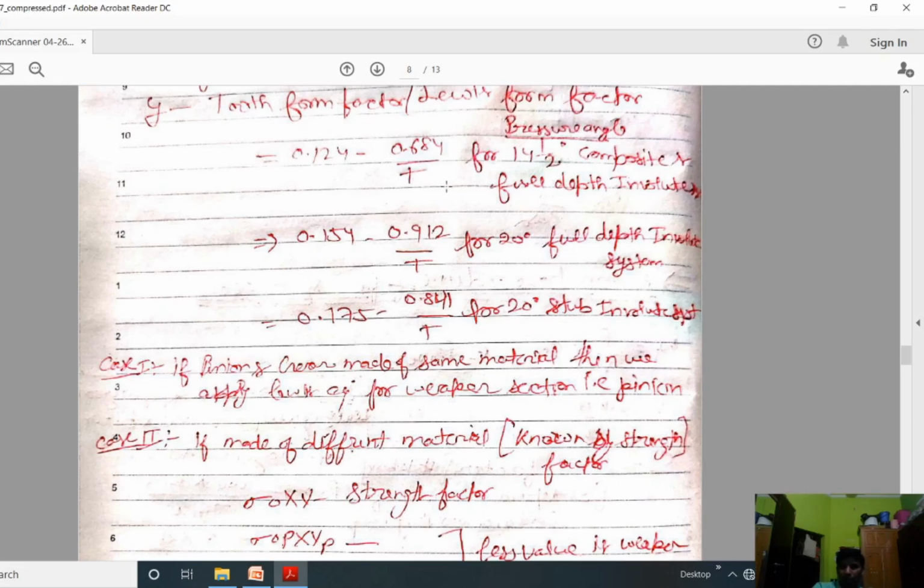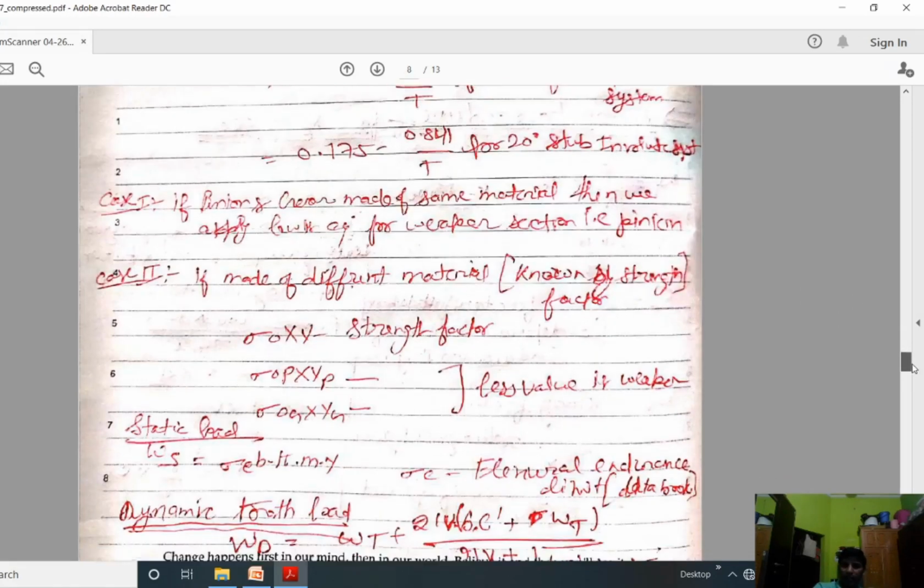In the first condition, the pressure angle is 14.5 composite full depth involute, and we may take this formula. If the pressure angle is 20 degree for full depth involute system, then we take this formula. And if the condition is for 20 degree stub involute system, then we take this formula. After finding the value of Lewis factor, we have to find out which one is the weaker section. And after finding the weaker section, we have to design the spur gear for the weaker section.